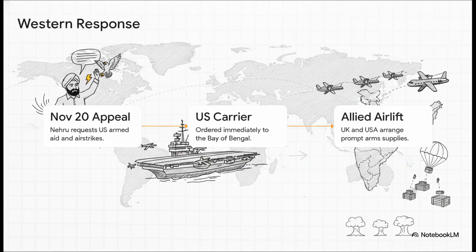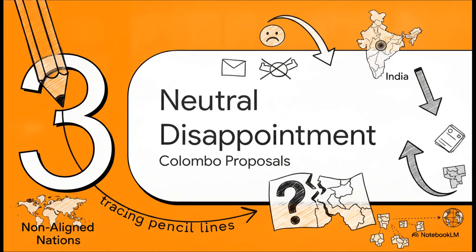The stakes were viewed as being so high that U.S. Defense Secretary Robert McNamara and General Maxwell Taylor actually advised President Kennedy to use nuclear weapons if the Americans had to intervene directly.